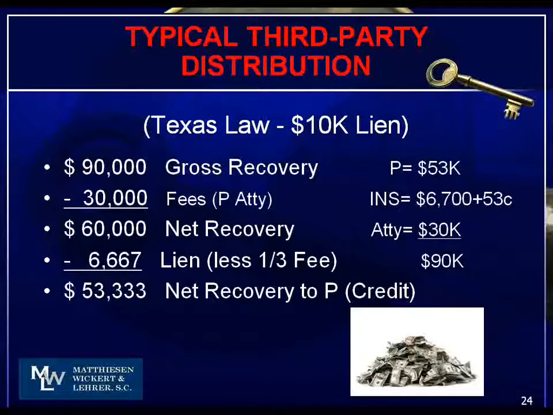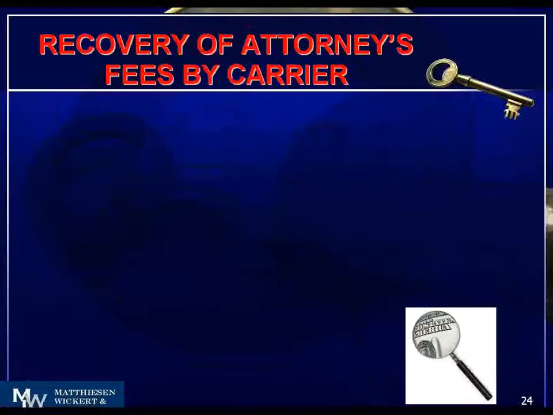Now, there's an argument that we use in the appropriate cases that our credit should be the gross recovery, meaning it should be the $90,000. But for sake of argument, this is how it's normally calculated. And to the right, we can see our credit card. P for plaintiff, he recovers $53,000. The insurance company, that's us, recovers $6,700 plus a $53,000 credit. And the attorney gets $30,000 in fees. That totals $90,000.